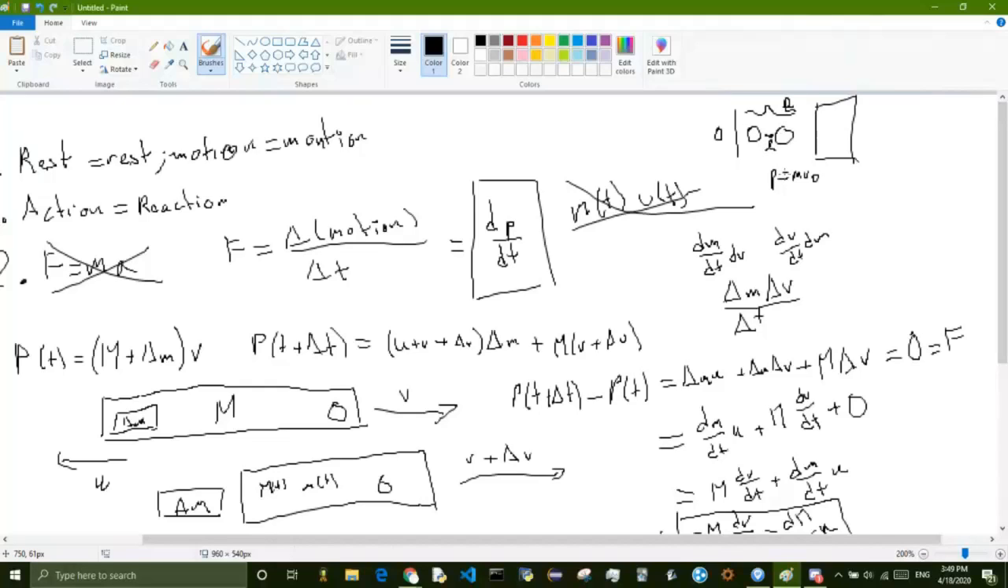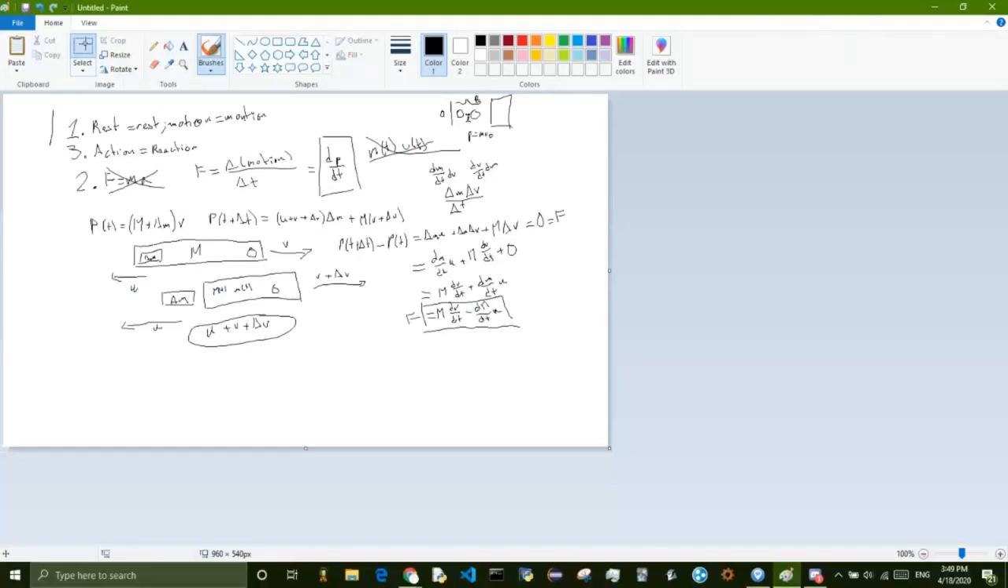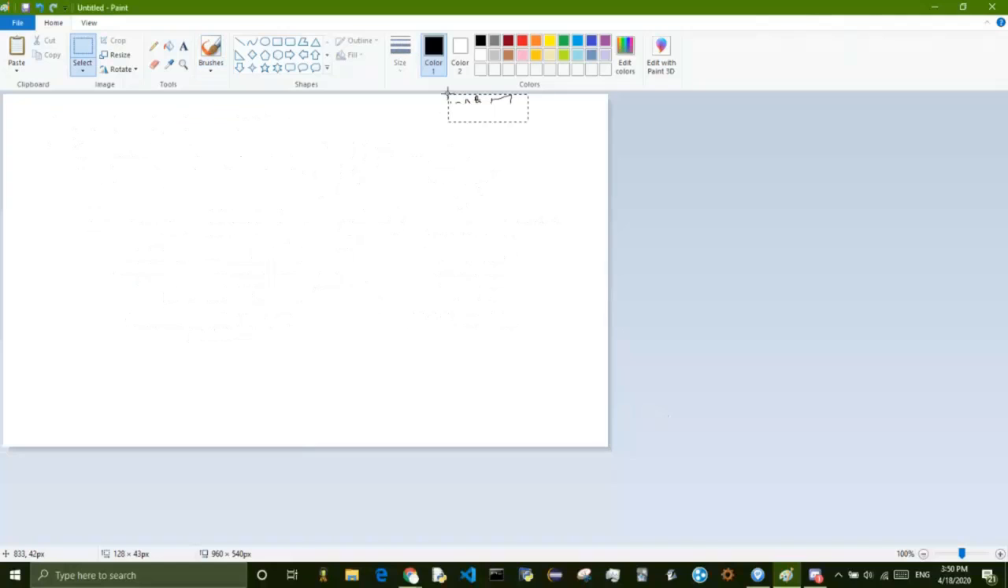What is interesting is the actual relationship between force and energy, right? So, all right, hang on, zoom in.